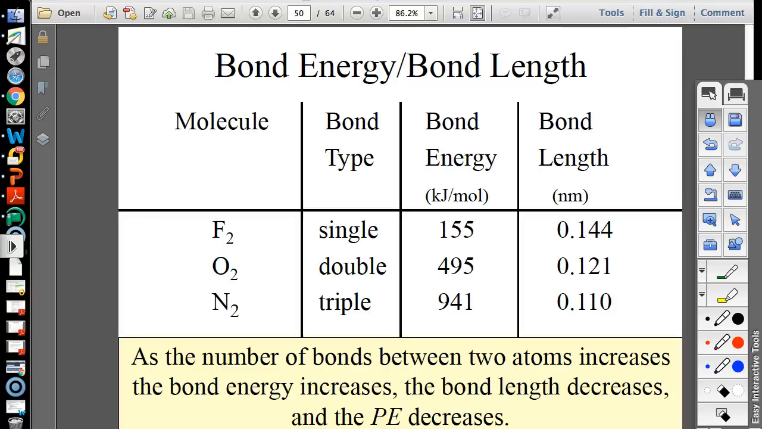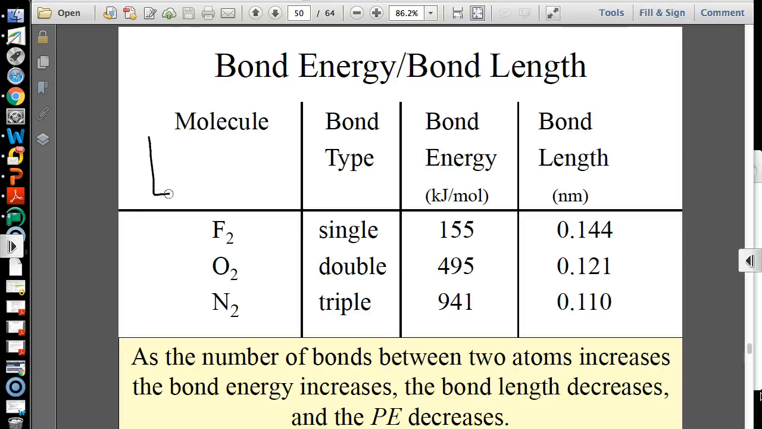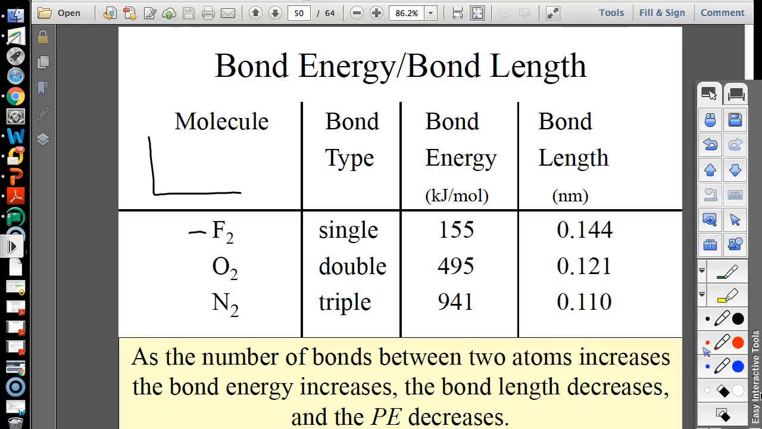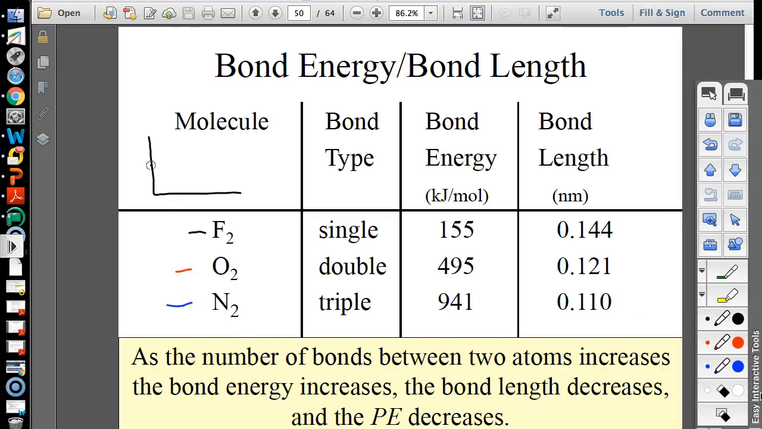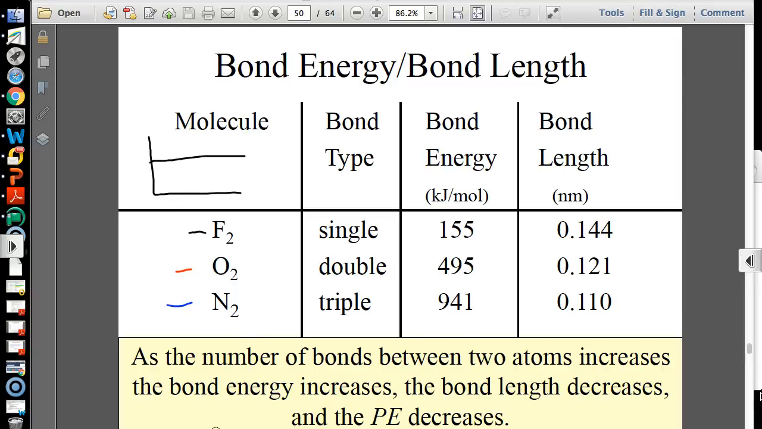How are you feeling? In case you didn't get it, let's make this black, and we'll make this one red, and this one blue. Let me give myself an axis to work with here. Again, this is like the most important thing so far. The fluorine graph with the single bond, the length would be the longest, right? So this is length down here.